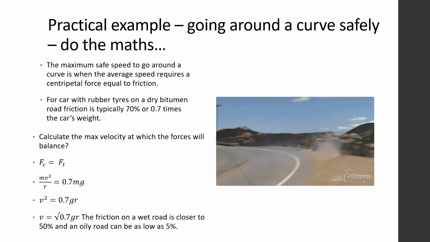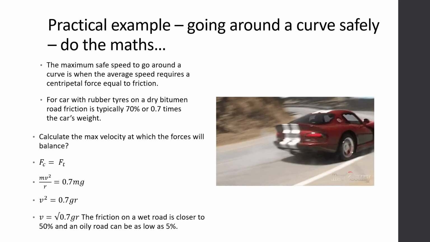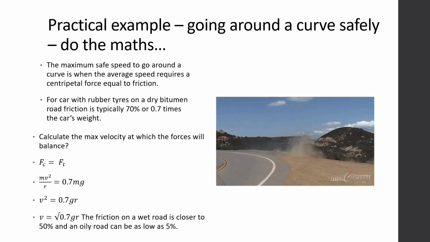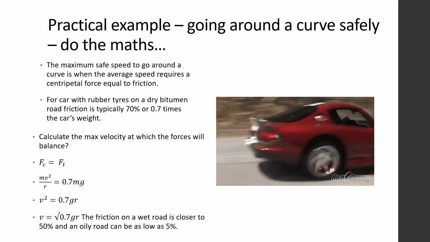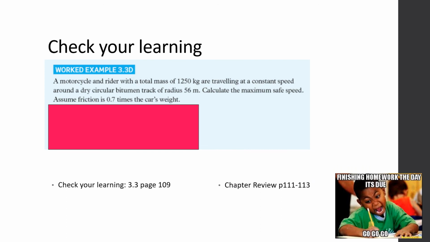The friction on a wet road is closer to 50%, and on an oily road can be as low as 5%. So we can see why skidding does occur on corners, particularly in wet weather. So we'll be moving on to the Check Your Learning section in the book, which is on page 109. But before that, we'll just do a quick worked example on friction and velocity.